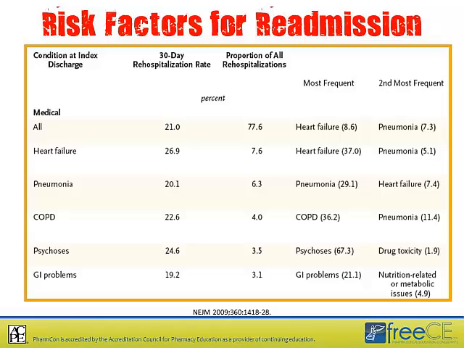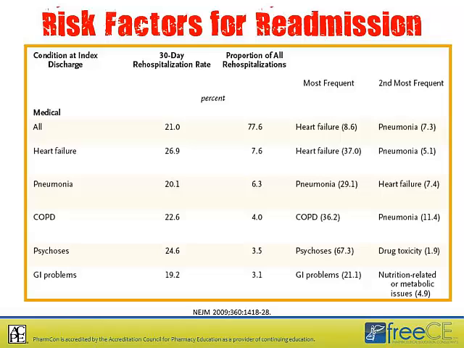So just to orient you to this graphic, in the left-hand column you have the condition at index discharge. The subsequent column is the 30-day rehospitalization rate, and that's a percentage. In the next column, you have the proportion of all rehospitalizations. They took a look at both medical and surgical reasons for rehospitalization. This particular slide is only going over the medical reasons because the majority of people who were readmitted were readmitted for medical reasons. The subsequent column is the most frequent reason for readmission, so disease state, and then the second most frequent reason for readmission.